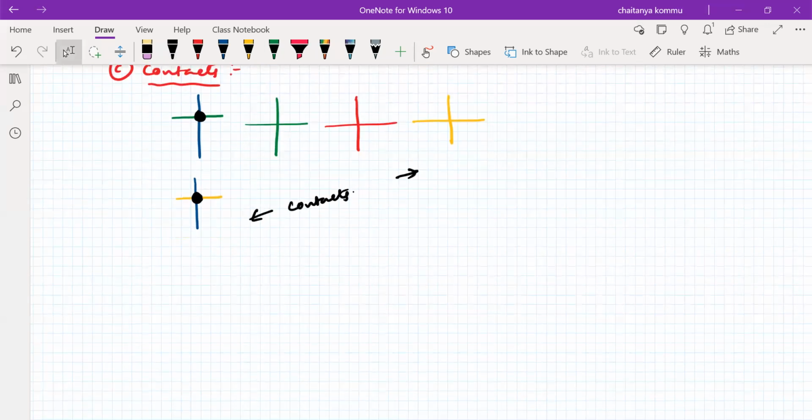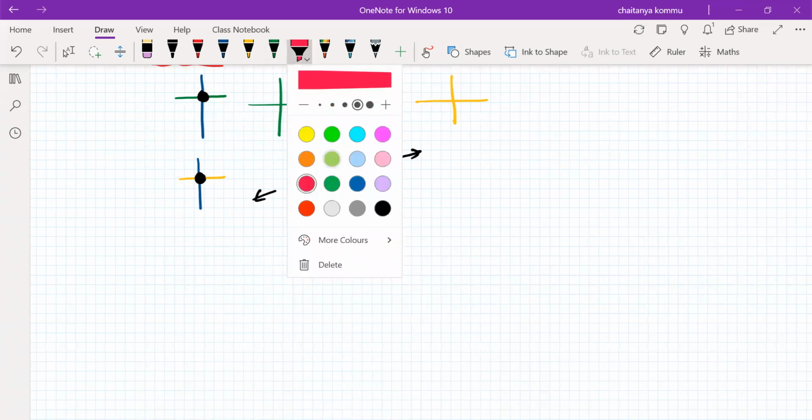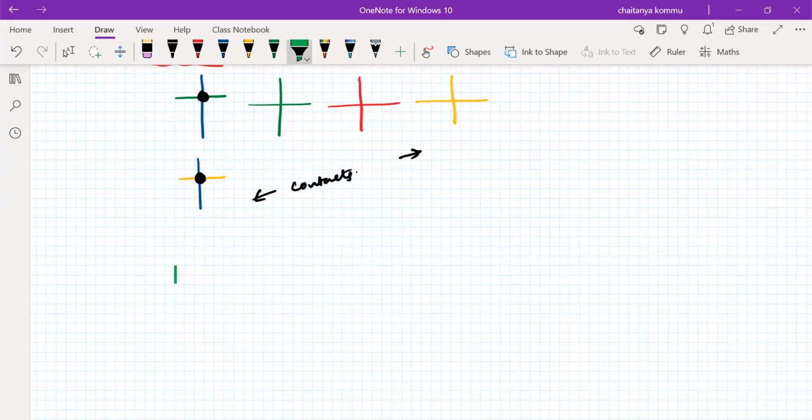So how do we provide this contact here? For example, I have an N diffusion here. I have an N diffusion going here. I have a P diffusion also going.